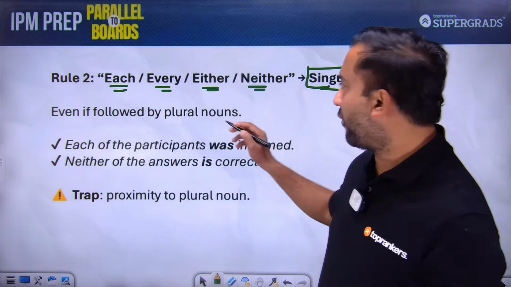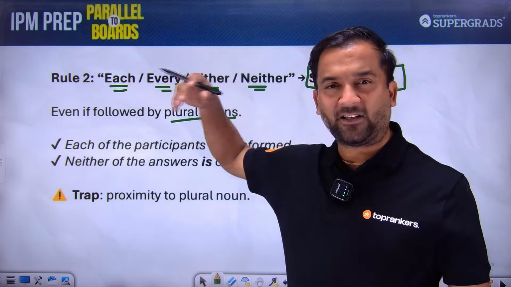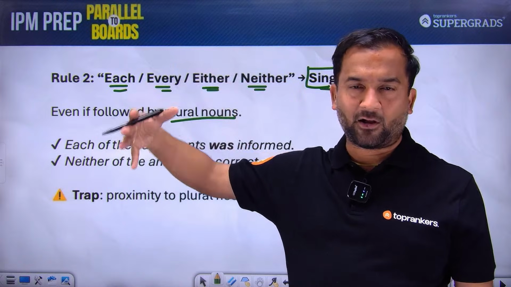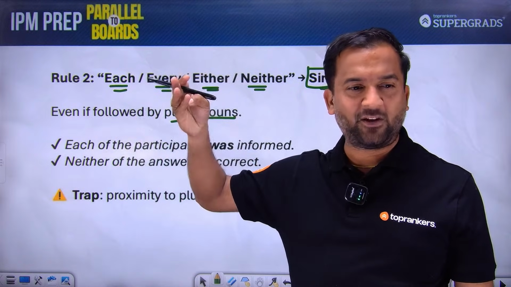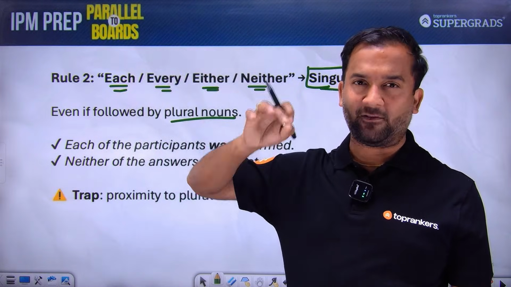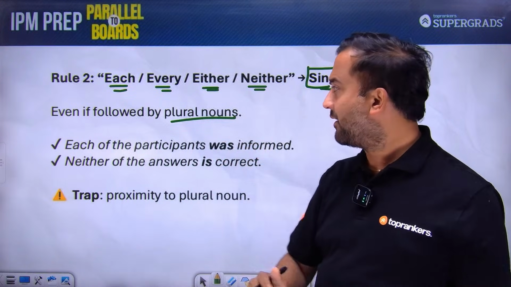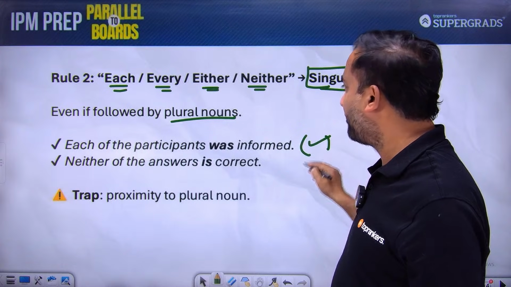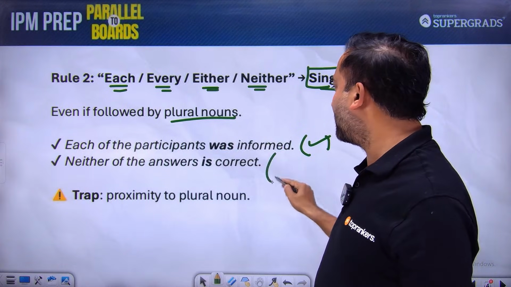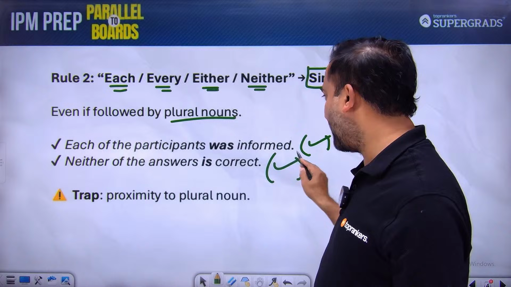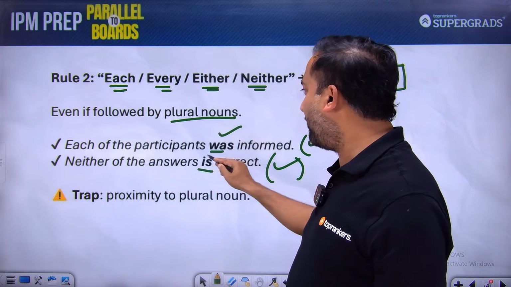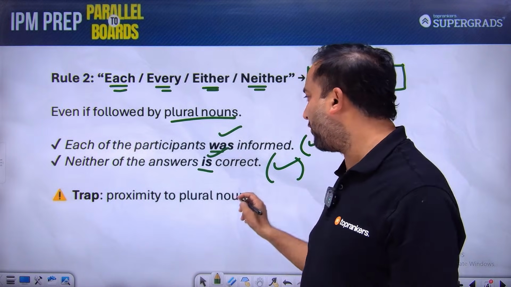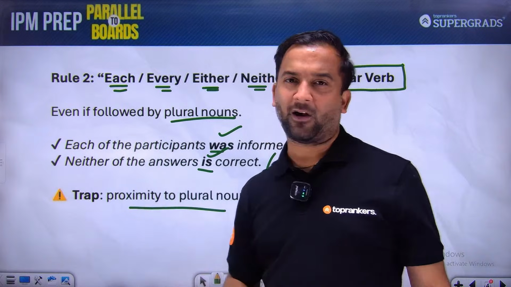Even if followed by plural noun. So irrespective of whether you use a singular noun or a plural noun with each, every, either, neither, the verb is always singular. Each of the participants was informed. Neither of the answers is correct. This is again correct. So singular verb hai, so correct. And trap, of course, proximity to plural noun.